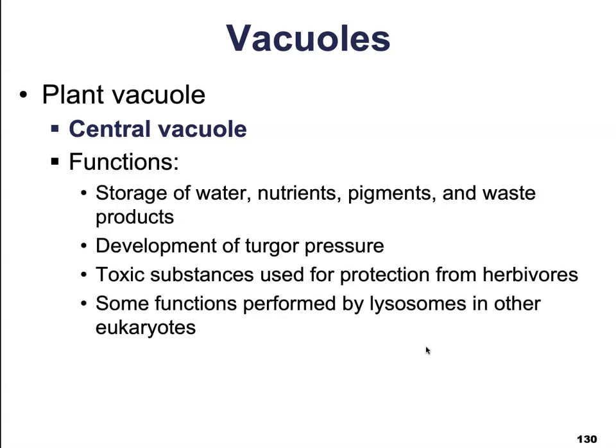Vacuoles can also hold toxic substances that are used for protection against herbivores. If you come across a plant that is poisonous, most likely that poison is located inside of the vacuole. This is a fantastic storage space for toxins because they're kept away from everything else inside the cell. It keeps the plant cell from accidentally poisoning itself. And so this contains a lot of toxic substances that are found in poisonous plants.